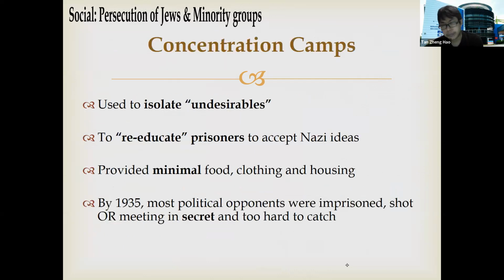Many of the undesirables, such as the Jews and the communists, were all taken away from the cities into the concentration camps. If they could be re-educated to accept Nazi ideas, good. If they could not be re-educated, sometimes they were just outright killed.